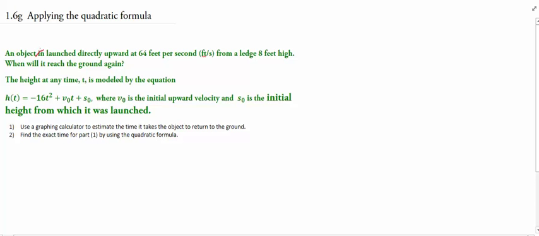That's actually supposed to be "is launched." And when will it reach the ground? We really don't need the word "again." I'm going to just adjust that and say, when will it reach the ground? So we're on a ledge 8 feet high, but when will it reach down at the ground?